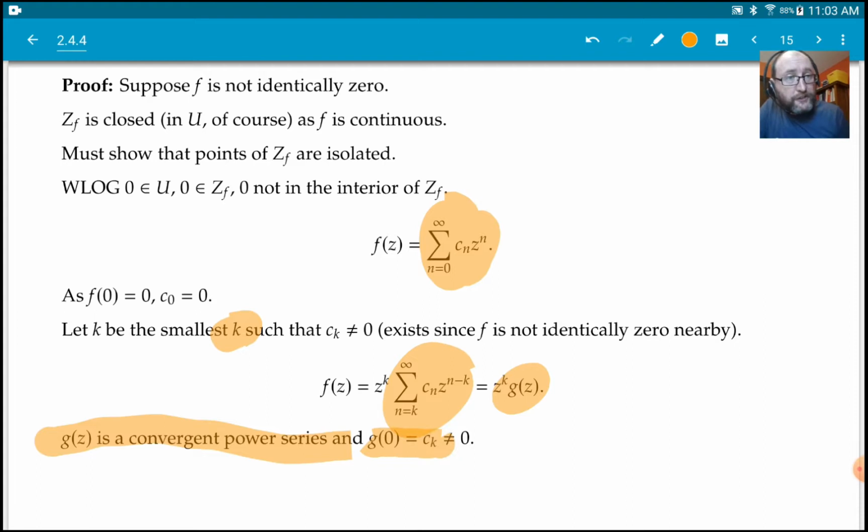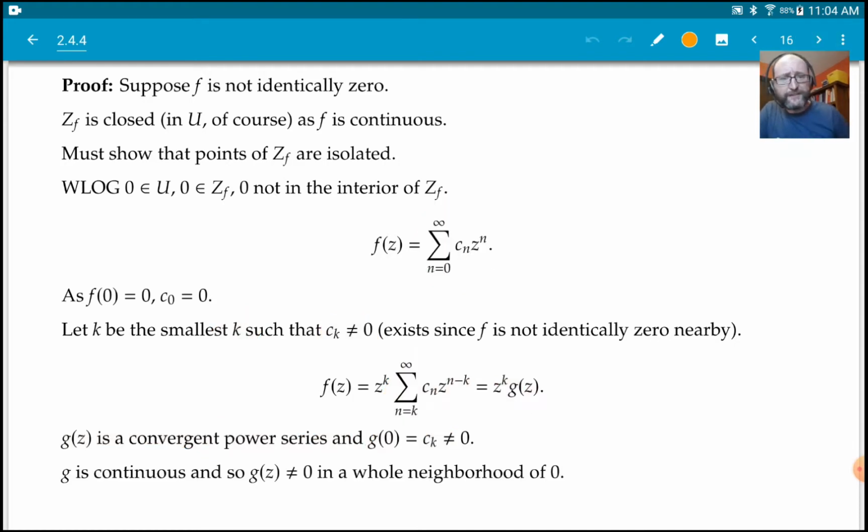And G of 0 is ck, because that was the smallest coefficient which was not 0. So that's now the constant coefficient after I've divided by z to the k. And that's not 0. So G is not 0 at 0. That's really what I worry about here.